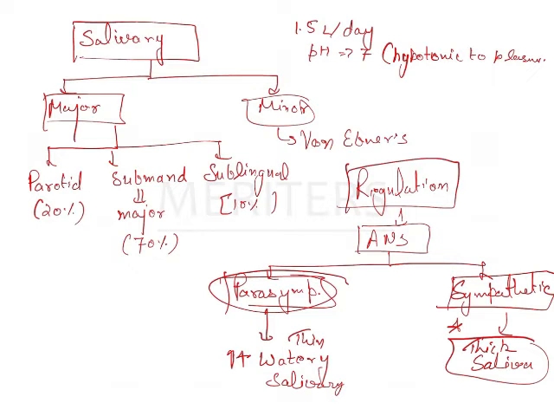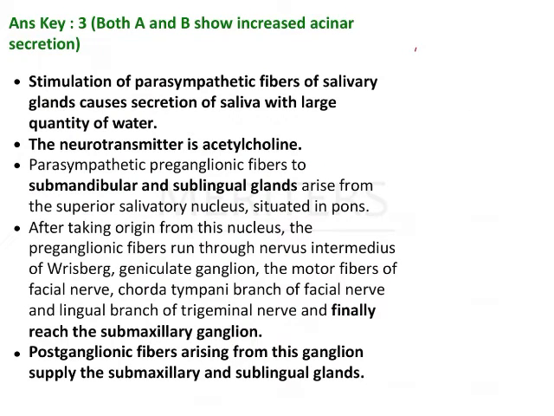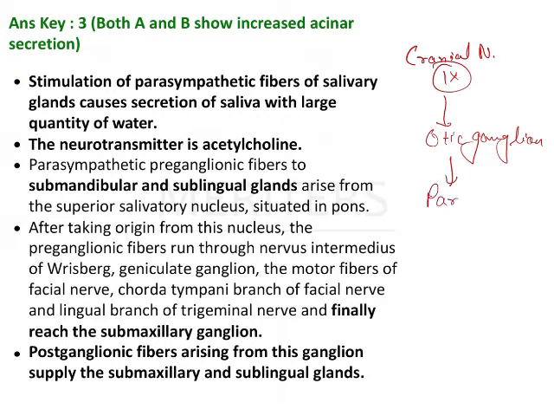Now I'll quickly tell you the innervation of the various glands, how they generally work. If I write here, there will be cranial nerve 9, the glossopharyngeal nerve. This glossopharyngeal nerve relays into the otic ganglion. Then fibers from the otic ganglion move through the auriculotemporal nerve and go to the parotid gland. This is one supply, and these will be coming from the salivatory nucleus for sure.